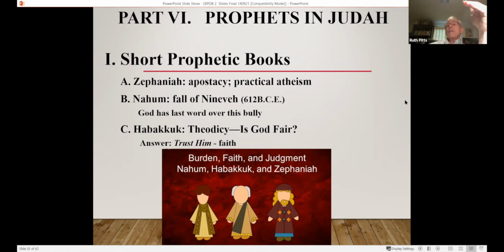And then Habakkuk says, wait a minute, God, at least some of us are trying to follow you. Why are you letting these pagan powers overwhelm us? And the message that finally came to him is, you got to trust me. You got to believe in me. And Paul will pick that up in Romans 1. The just shall live by faith.